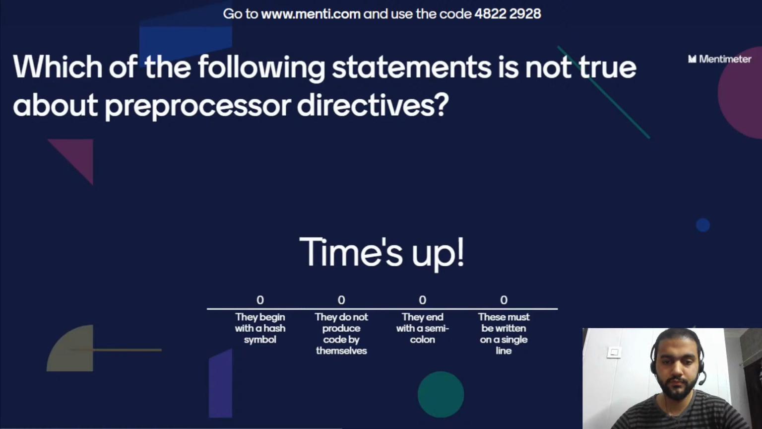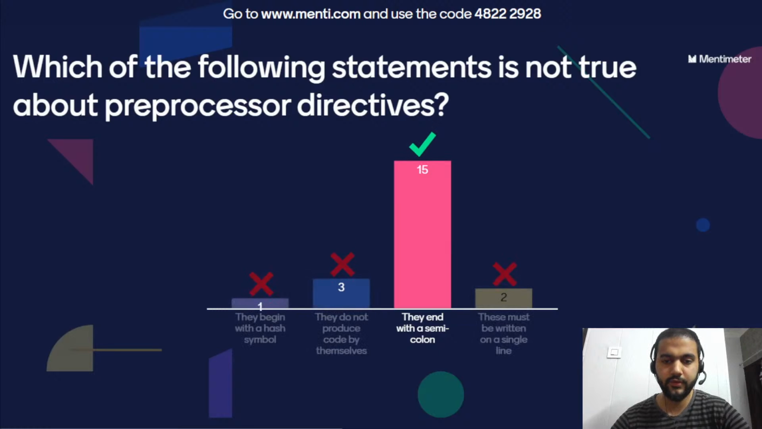So here we go. Time's up and 15 people managed to give the right answer. Very well guys. So yeah, that is option C is correct. The preprocessor directives don't use semicolons. This is because they use a line break to delimit statements. This means that you cannot have multiple directives per line.